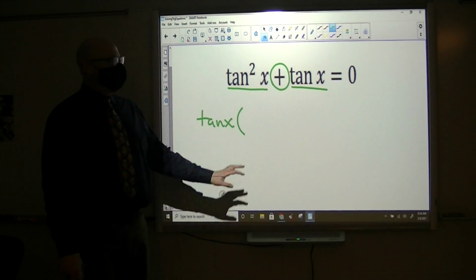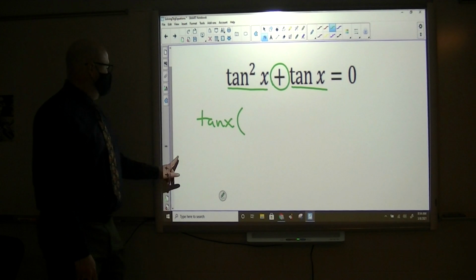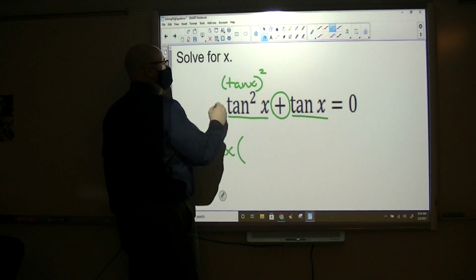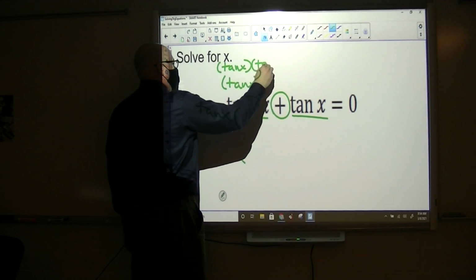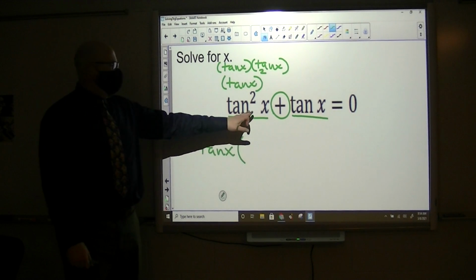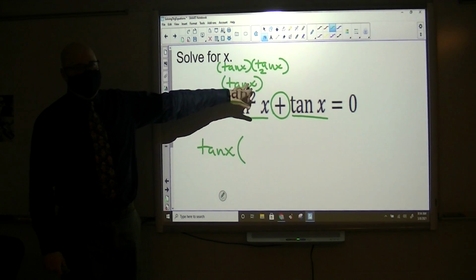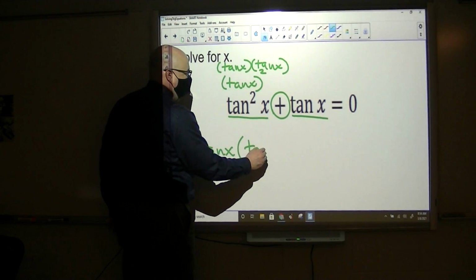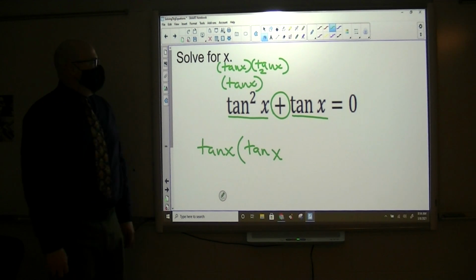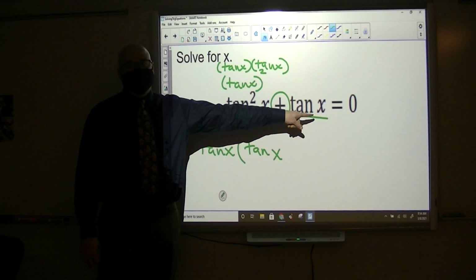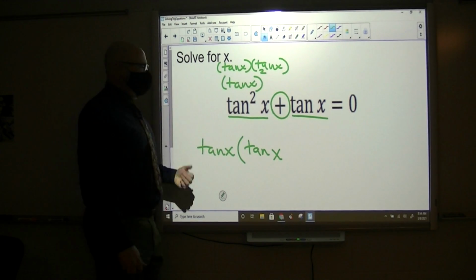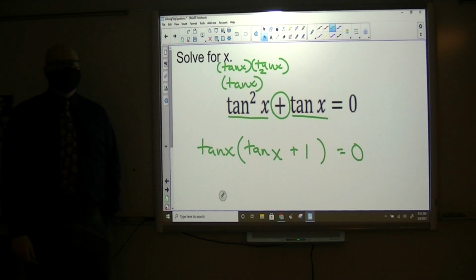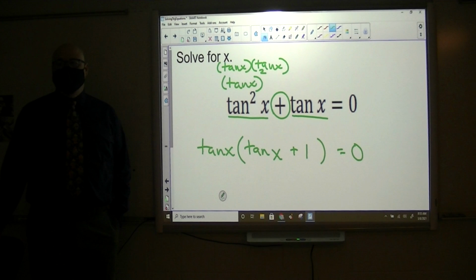Now, if I factor a tangent x away from tangent squared x, I know I've shown you this many times, but tan squared x is really tan x squared, and tan x squared is really tan x times tan x. So we're factoring out a tan x from that. We are left with a tan x in its place. When I factor tan x away from tan x, I'm dividing that tangent x out. And we don't say there's nothing there now, we say that there's a 1 there. So we have factored that expression.